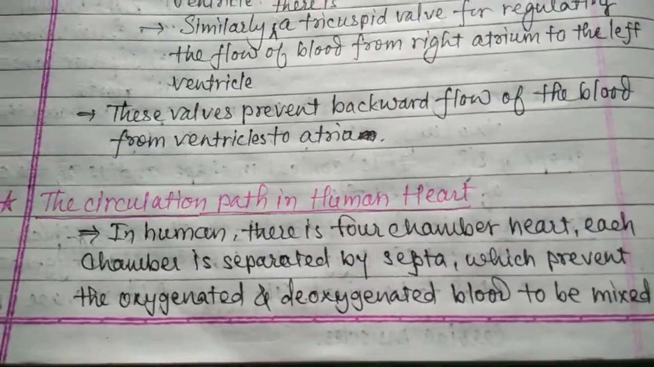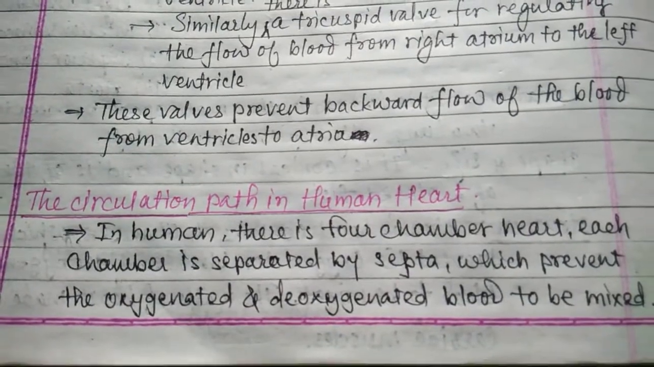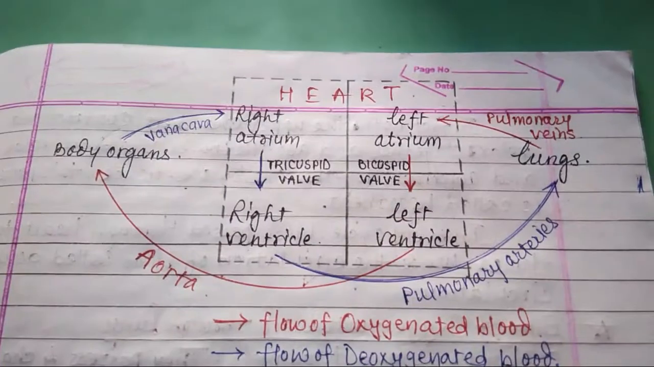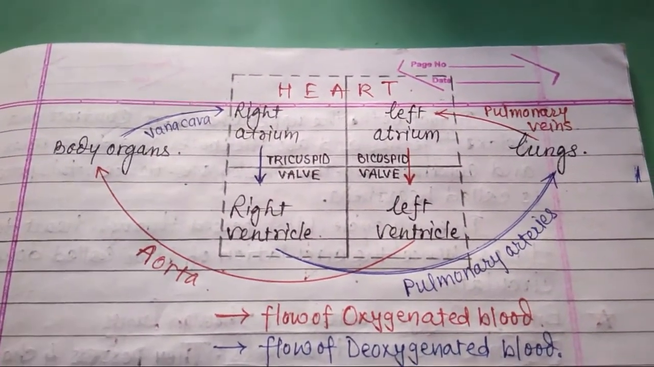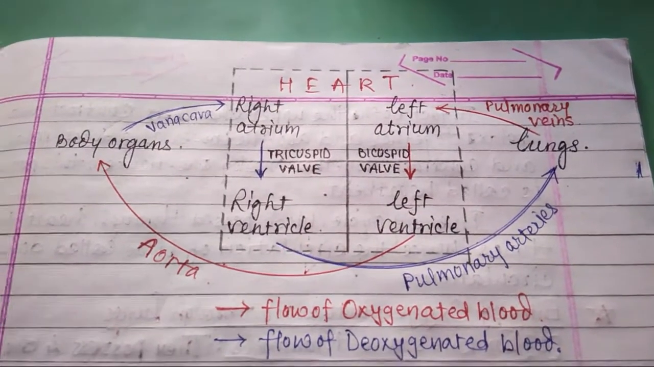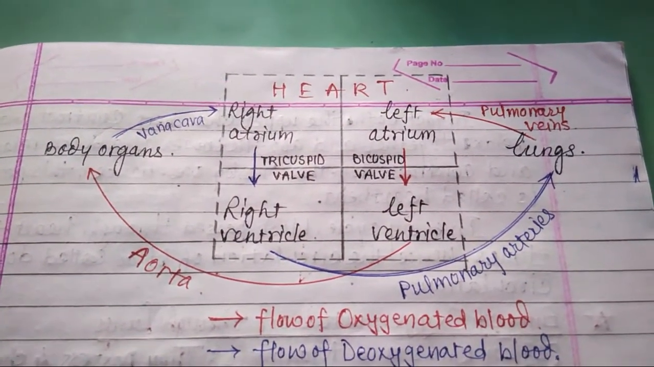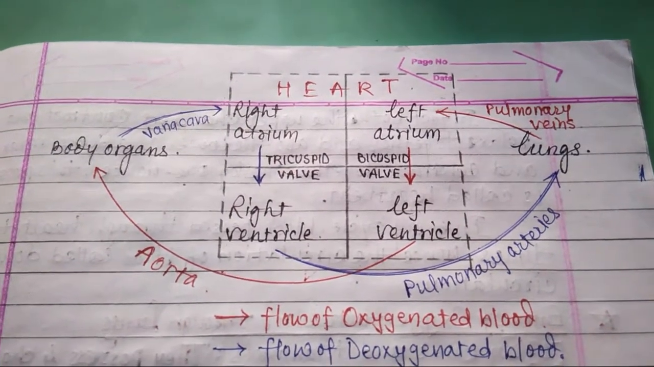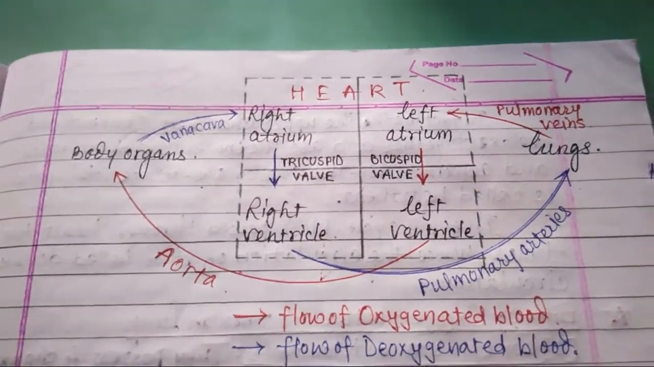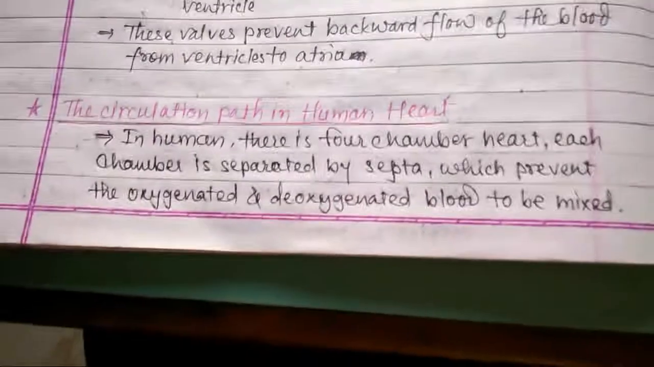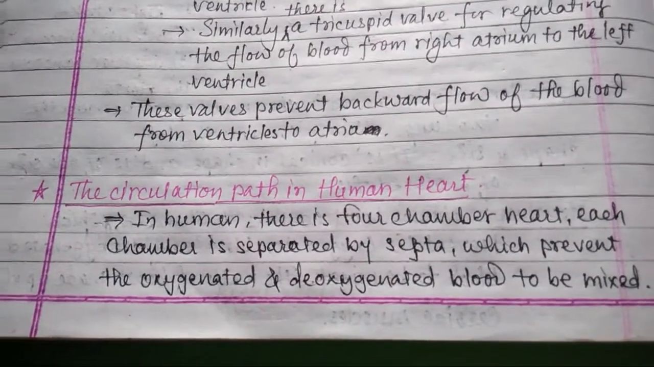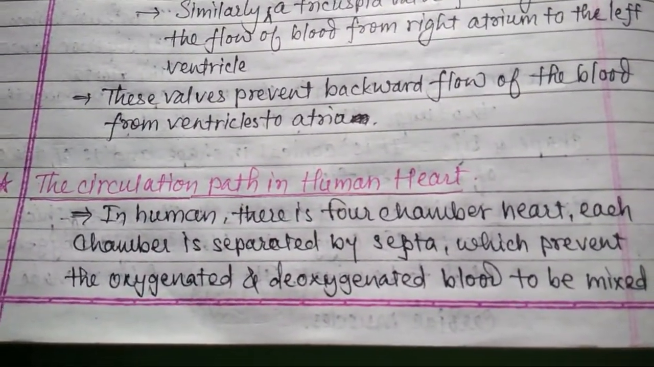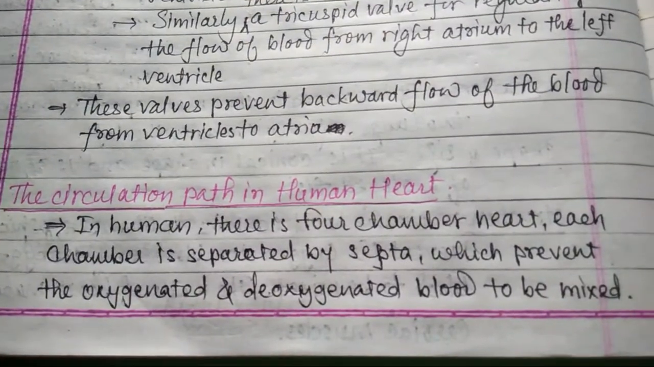The circulation path in the human heart. So here is the diagram of the circulation path. You have to remember this diagram, as it is not present in the textbook. In humans there is a four-chamber heart. Each chamber is separated by septa, which prevent oxygenated and deoxygenated blood from mixing.